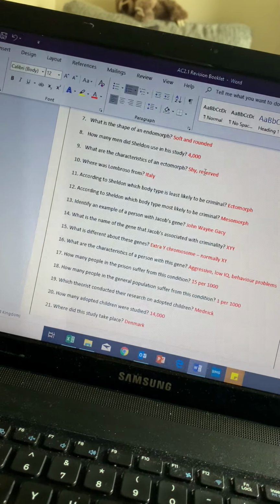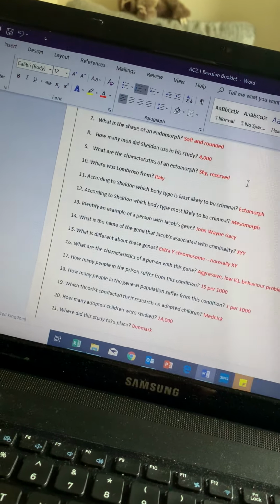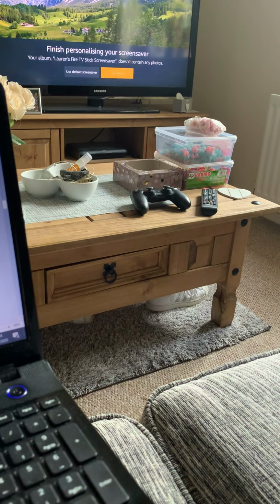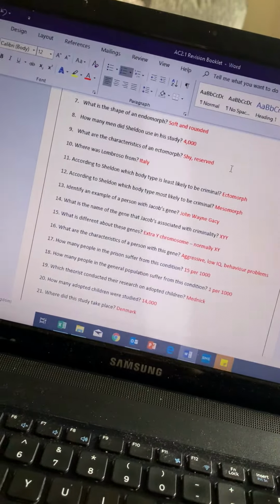Definitely not an ectomorph at the minute with the amount I'm eating. I don't know if everybody else is the same, but hey ho. In fact, you can see my massive pile of sweets there that I ordered. Not just for me, but still. Needs must.